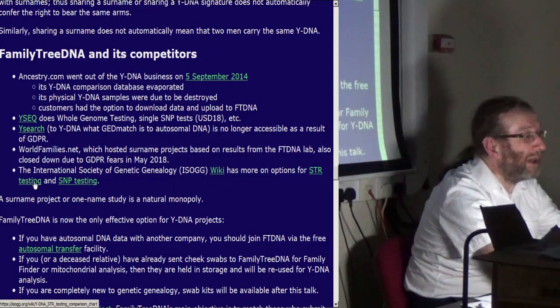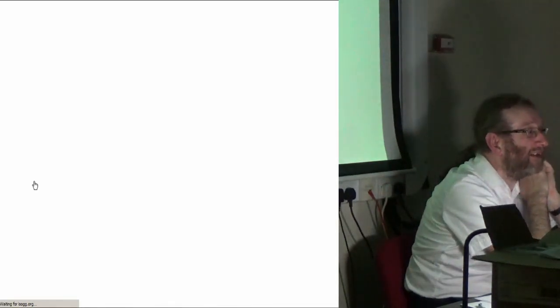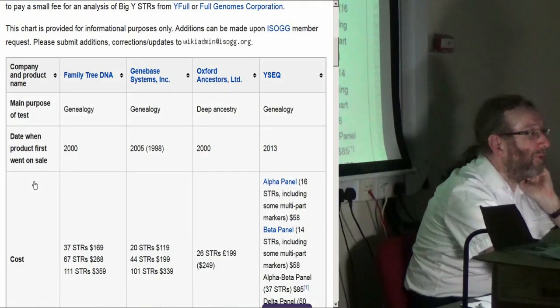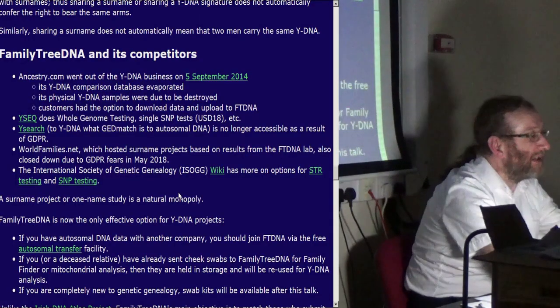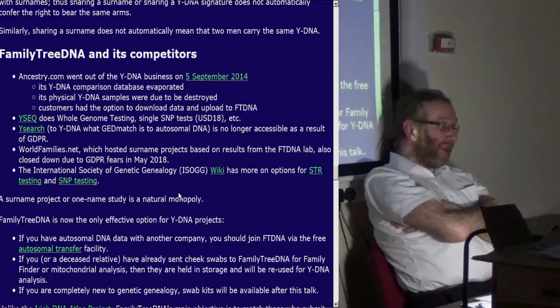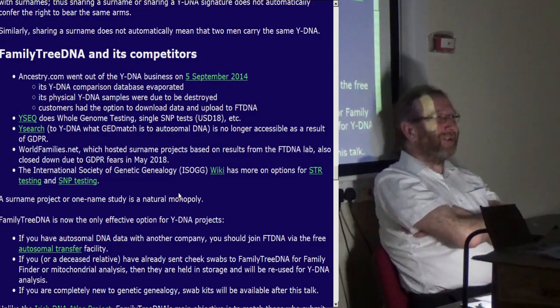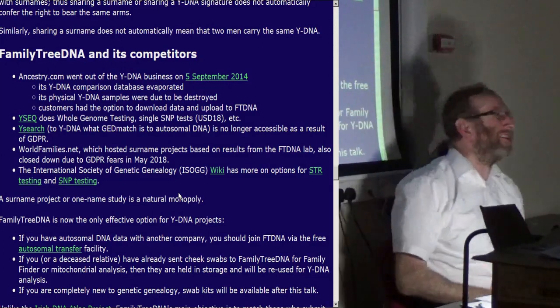And if you want to read about the other companies in the Y-DNA business, there are 2 pages on the wiki of the International Society of Genetic Genealogists, which list the relevant companies and what they actually do. So there are about 4 companies involved in one way or another in STR testing, and a few more in SNP testing. But Family Tree DNA is the only one that runs surname projects, and really a surname project is a natural monopoly. There's no point in having 2 Waldron projects, with the Waldrons from that side of the room in one project and the Waldrons from that side of the room in another project, and not being able to compare them.